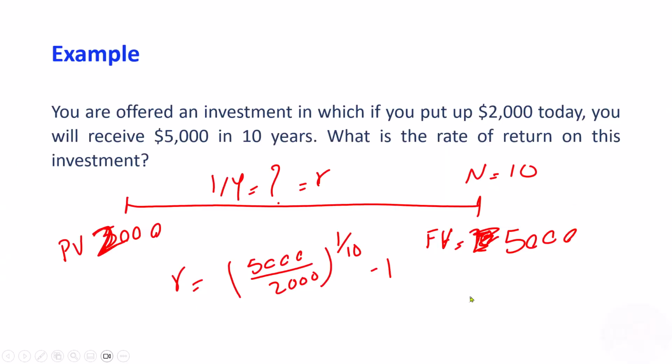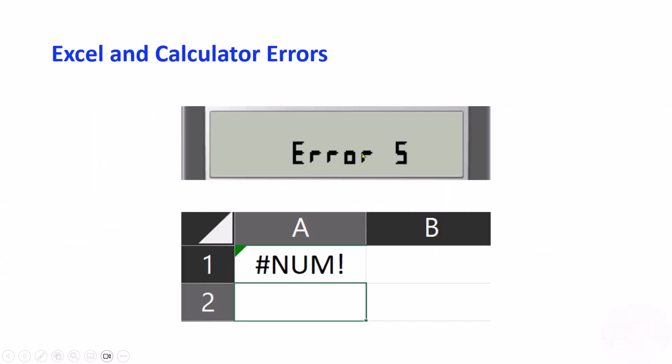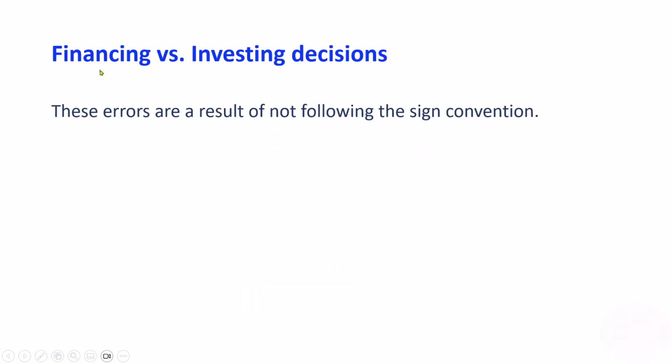So the error that you get in the calculator or in the Excel sheet is due to this sign convention that we had. Remember, in finance, we have two types of decision, financing or investing decisions. And because of that, for example, for financing, you will receive the cash flow today and you have to pay the cash flow in the future. Or for investing, you have to invest today, there's a cash outflow, and you will receive the cash flow in the future. You have to follow this sign. One of the two, either present value or future value, should be negative. They should have opposite signs.